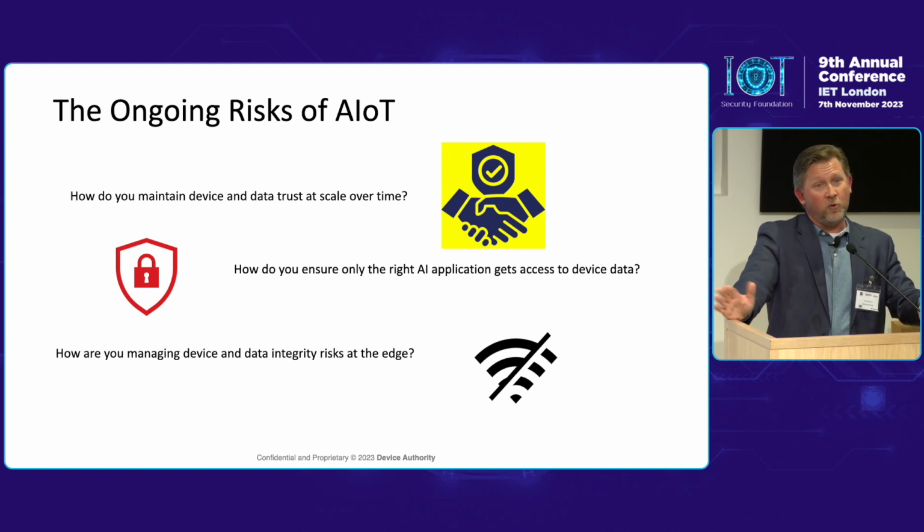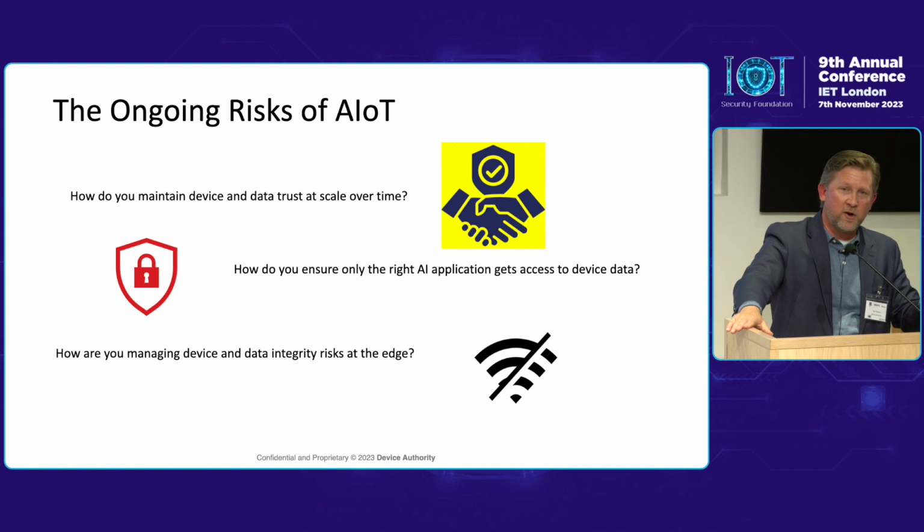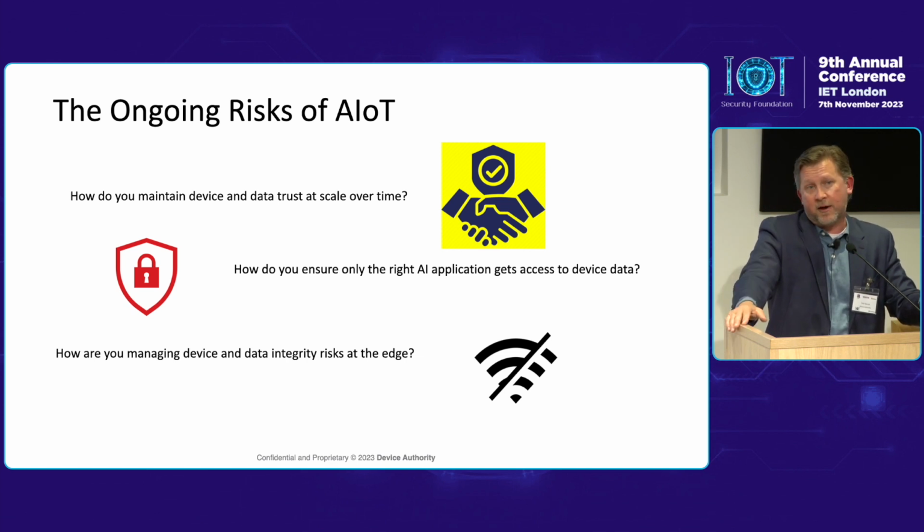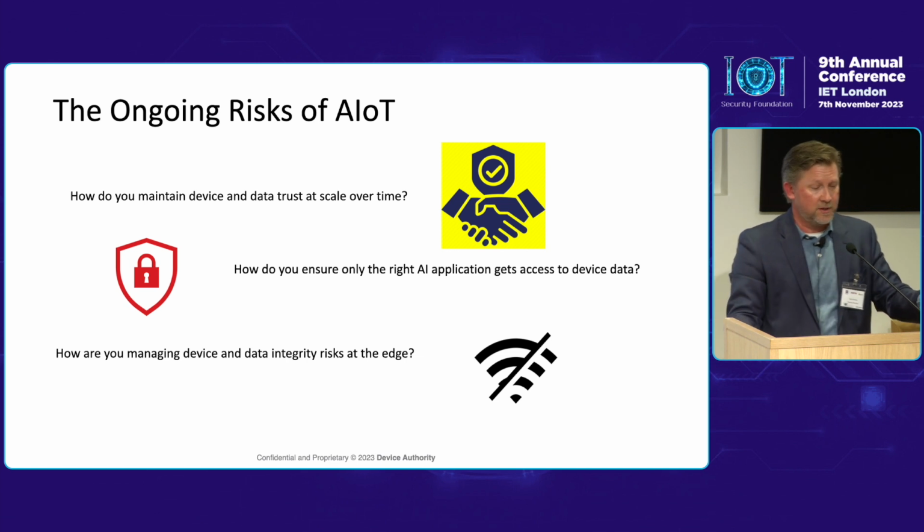How do you make sure that only the right applications are getting access to the data, and particularly in vertical-specific use cases? If this is part of my IP, I want to make sure that only the authorized applications have access to that data. And then lastly, how are you enabling this at the edge, where devices may not have compute power, or they're offline for large periods of time because they're remote, or they're air-gapped intentionally for security purposes.